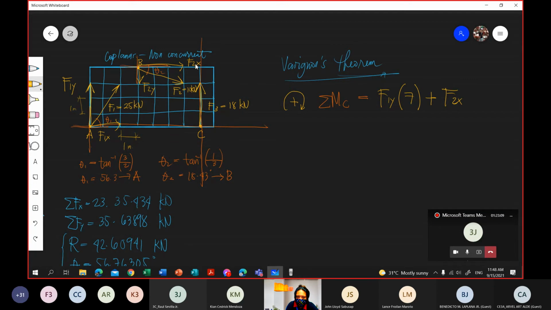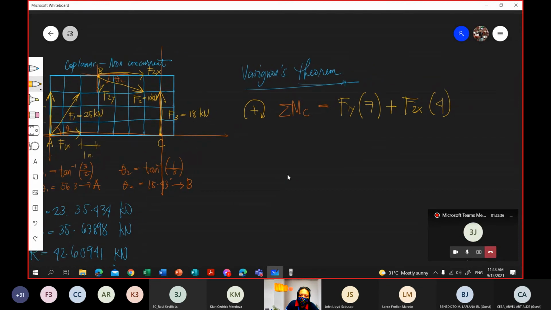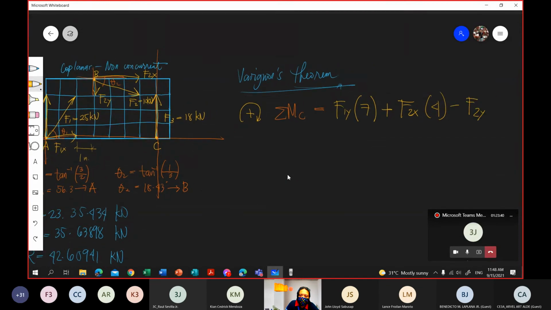because the moment that F2x creates is also clockwise, multiplied by the distance from the reference point: 1, 2, 3, 4. That is 4, the perpendicular distance. Okay. Plus? F2y, right? F2y is downward. Then add the reference point. So the moment it creates is counterclockwise. So that is not plus, it is minus. Minus F2y multiplied by the distance of F2y from C: 1, 2, 3, 4. So the perpendicular distance is 4.